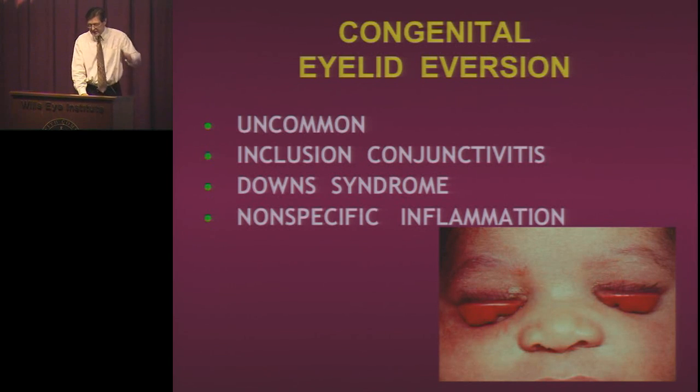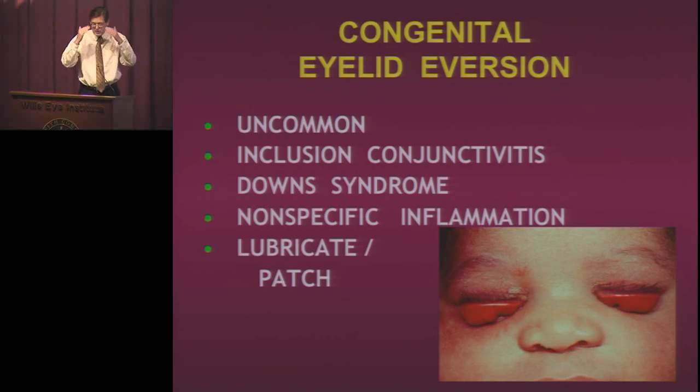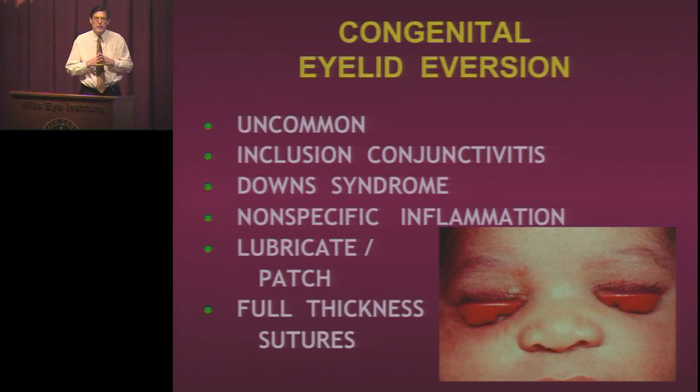And you try to push these lids down. You try to have the nurses patch the lids when they're sleeping to push the lids down, and that may help lubricating everything. When that doesn't work, sometimes we will put in some full-thickness sutures, go to the operating room with the mask. It's almost like fixing entropion with sutures.